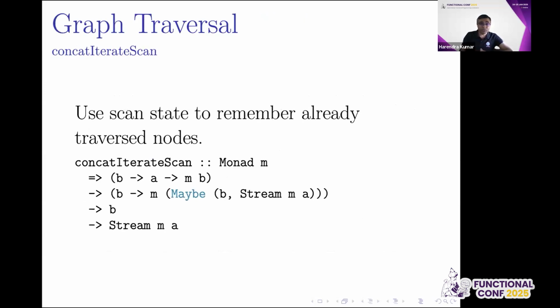Now for graph traversals, graphs are basically trees where you can have cycles. For graphs, you want to know whether a particular node has already been traversed or not. And if it is already traversed, because it can have cycles, you don't want to keep going around in cycles. So you can use state with the concat iterate scan combinator. You can thread a state around in this, and you can remember things in the state. And it will do exactly the same thing as concat iterate, except with a state.